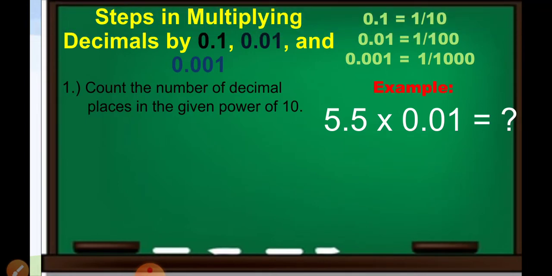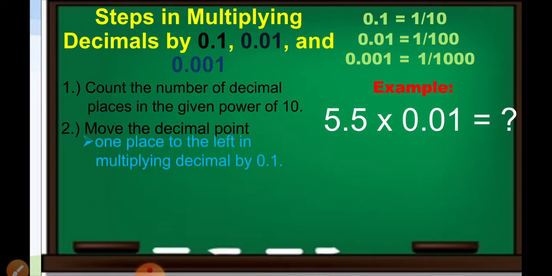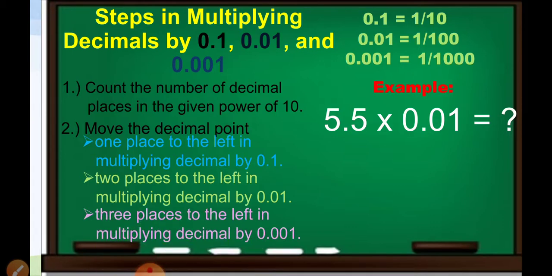Then move the decimal point 1 place to the left when multiplying a decimal by 0.1. Move the decimal point 2 places to the left when multiplying a decimal by 0.01. And move the decimal point 3 places to the left when multiplying a decimal by 0.001. Okay, now, because the given power of 10 is 0.01, you will move the decimal point 2 places to the left in the given 5.5.